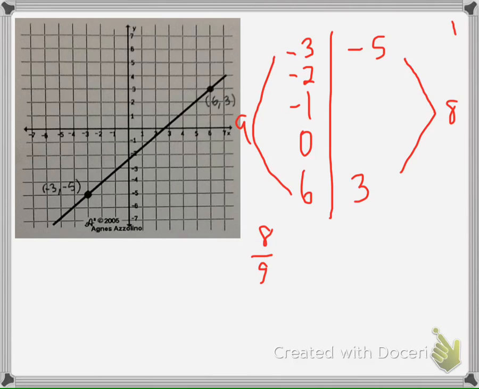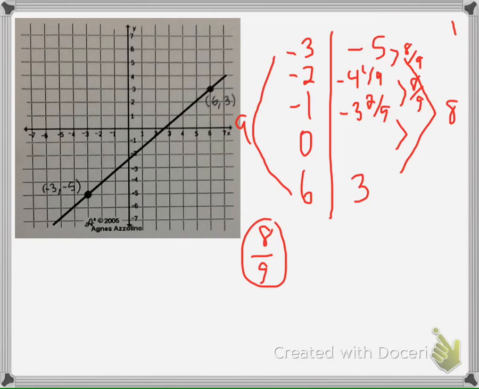You should remember that when we were looking at patterns. So this slope means that every time the x is going up by 1, the y is going up by 8/9. So to find my y-intercept, I'm going to start adding 8/9 each time. -5 plus 8/9 is -4 1/9. Okay, that plus 8/9 is -3 2/9. And then add 8/9 one more time, and I get -2 3/9.